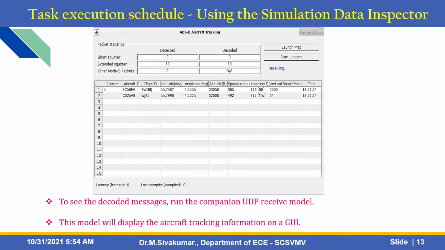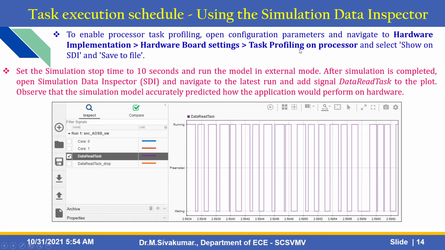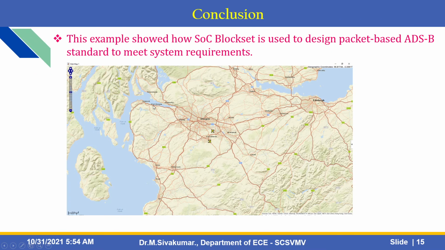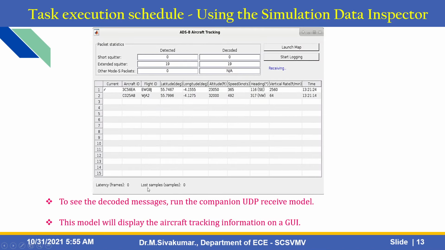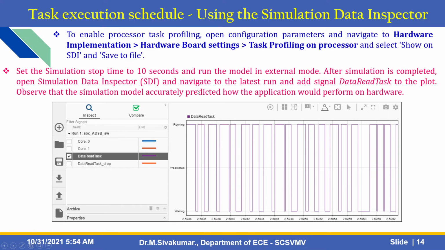Also you can get the UDP receiver model. Here is the ADSB aircraft tracking GUI. At the time of simulation you get this type of window. This model will display the aircraft tracking information on a GUI. If you click on launch map, you will get a map like this. Then, to see the decoded messages, there is the companion UDP receiver model here.